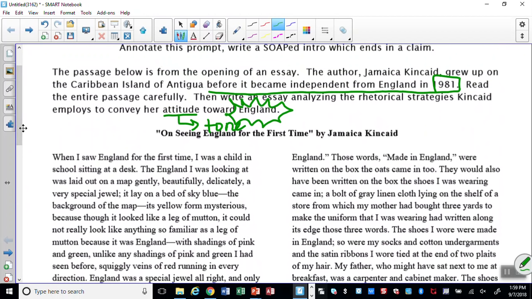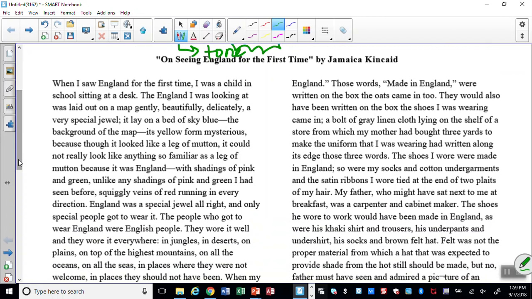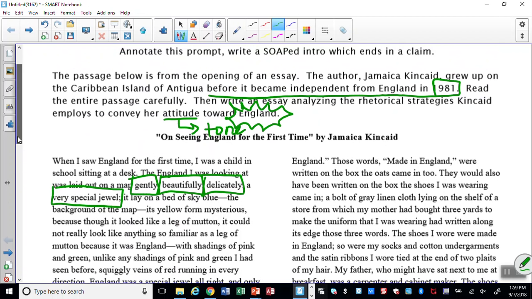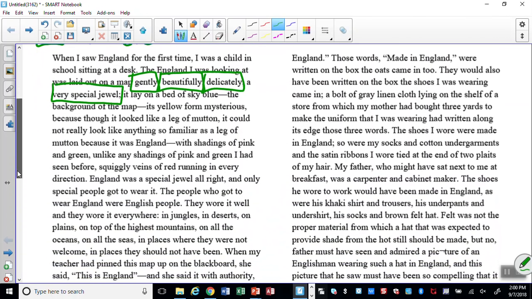So, as I go through and read, I'm going to create a key for myself of big ticket items or rhetorical devices that I see that are creating a pattern that reinforce a big ticket item idea. All right. So in the first paragraph, I noticed that she's describing the map of England, and she was a child when she was looking at it. And I see the words gently, beautifully, delicately, and a very special jewel. So I'm going to go ahead and box them. And in my key, I'm going to say that Kincaid might revere England, because that's the pattern that I see.